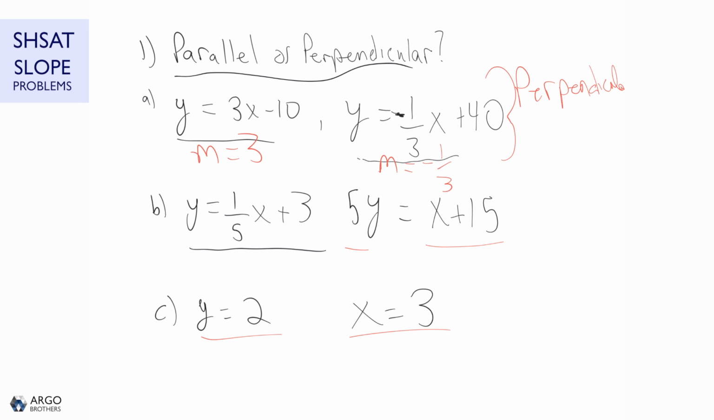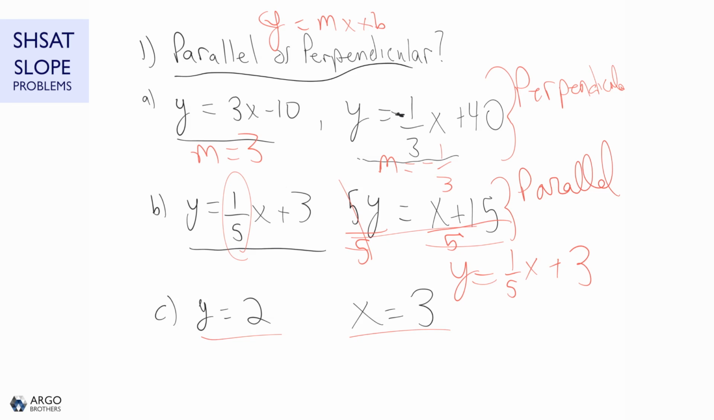Let's check B. One slope is 1/5, and the other slope is, oh wait, we need to put it in the form y equals mx plus b. So to get that, we need to solve for y. I'll divide by 5, so that we get y equals 1/5 x, because x divided by 5 is 1/5 x, plus 15 divided by 5 is 3. Now, what about these two lines? Do they have the same slope? 1/5? 1/5, yes. So that means that they are parallel since they have the same slope. So in this case, you just have to change this form into the general form of a line, which is y equals mx plus b.